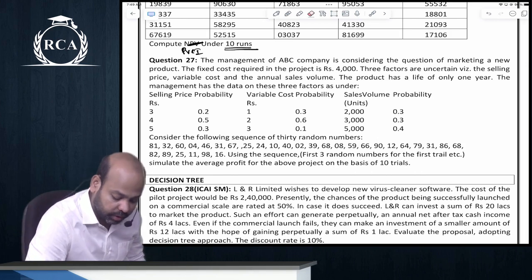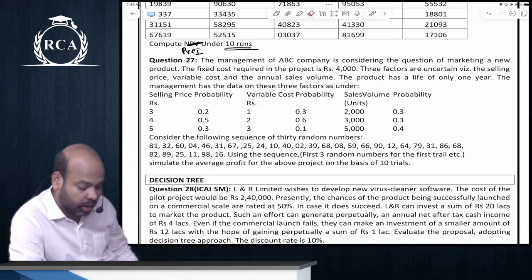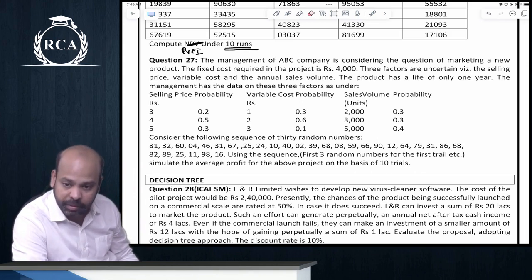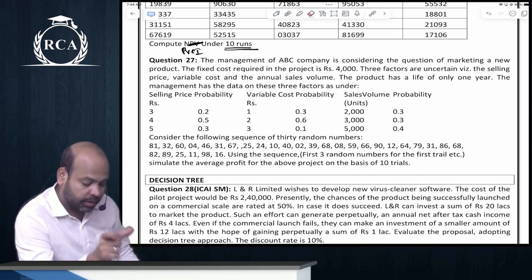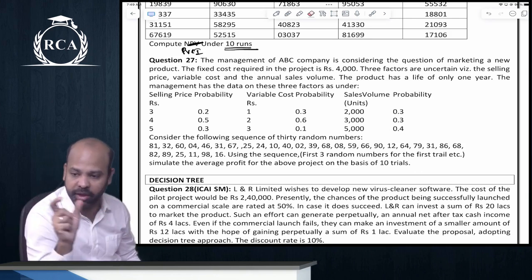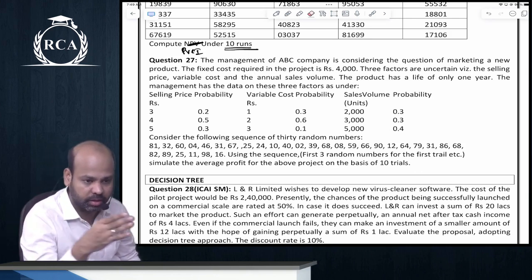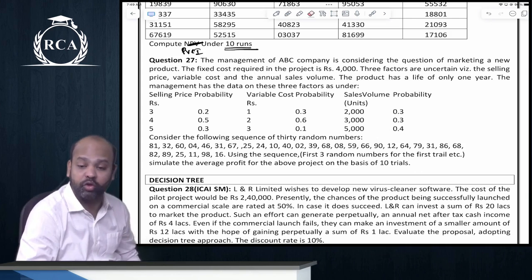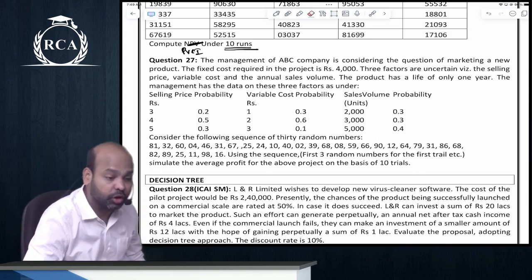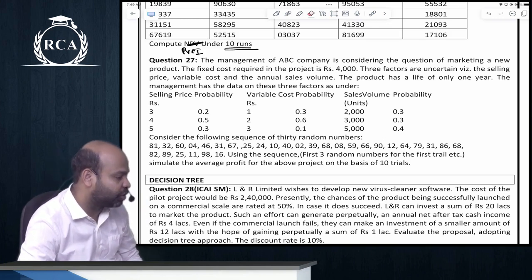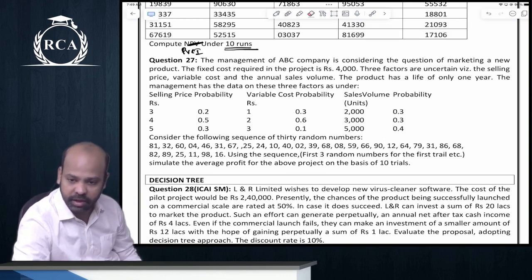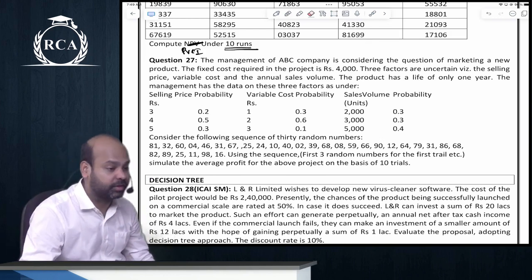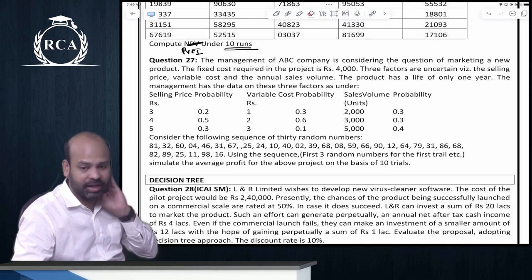Consider the following sequence of 30 random numbers, guys. 81, 32, 60, so on. First 3 random numbers are for first trial, मतलब selling price, variable cost, volume. ऐसे you will need set of 3 random numbers as such, बेटा. ठीक है? Simulate the average profit. Requirement is to compute average. Once you compute all of these values, guys, you will have to take an average of all of those. ठीक है? शुरू करो, guys. Assign random numbers, compute profits at each of the scenario, guys, and then arrive at average profit.